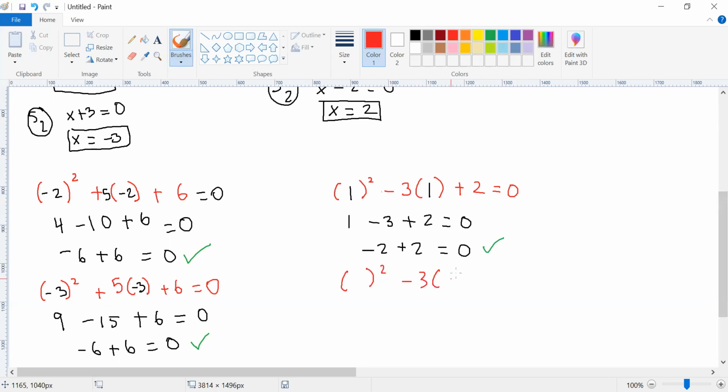x squared minus 3x plus 2 is equal to 0. Then we're going to substitute in all of our answers. So that's going to be 2, 2. And you get 2 squared is equal to 4. Negative 3 times 2 is equal to negative 6. And that's plus 2 is equal to 0. And you get 4 minus 6 is equal to negative 2, plus 2 is equal to 0, and that is true. So, okay.